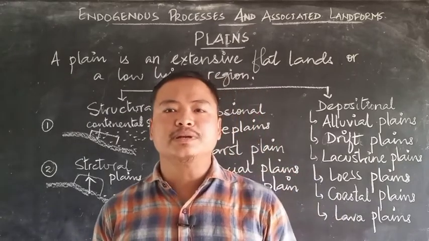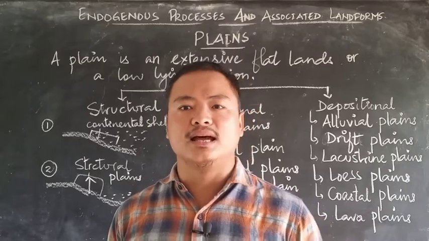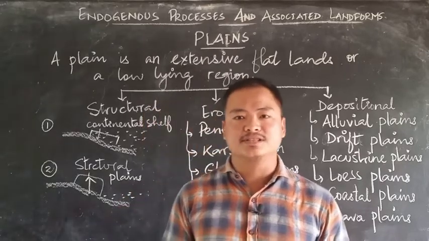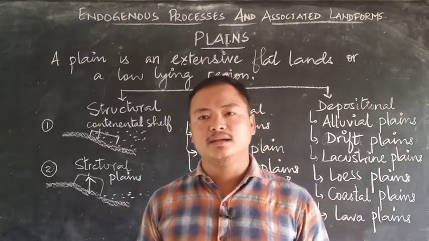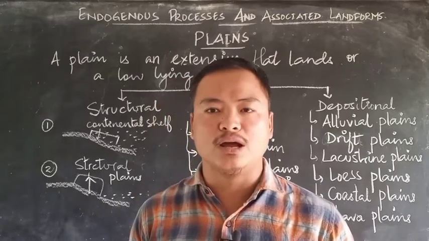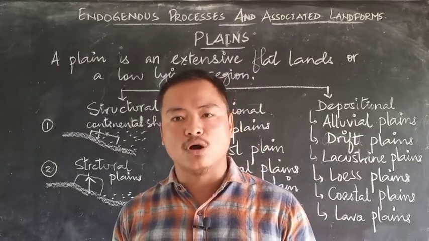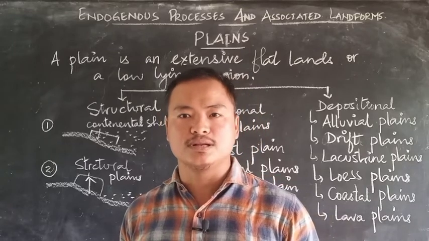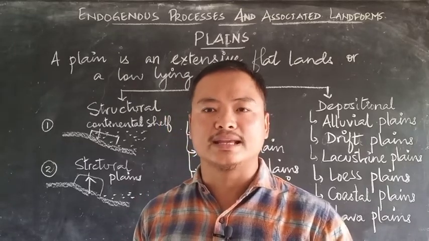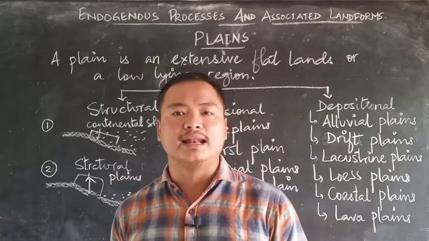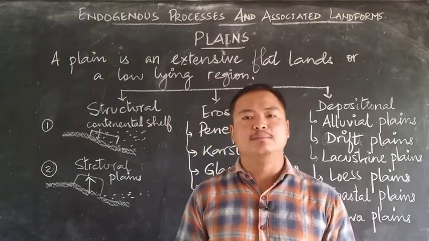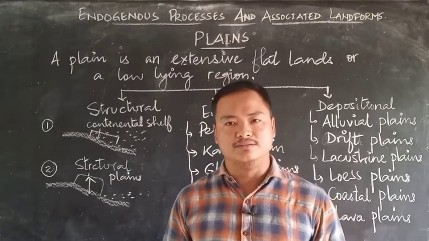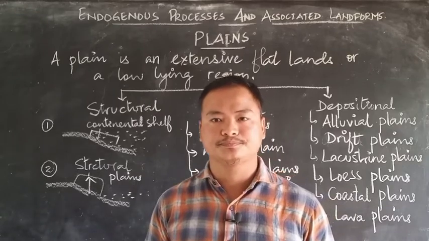The last one to be discussed as a depositional plain is the lava plain. As the name itself suggests, lava is an extrusion made out of a volcano. The hot molten magma that comes out of the volcano's extrusion is what we call lava, and when it is spread out over extensive lands and becomes flat, it is known as lava plains.